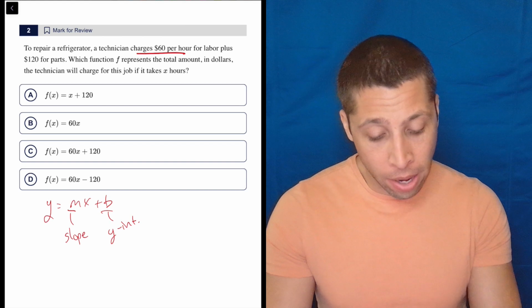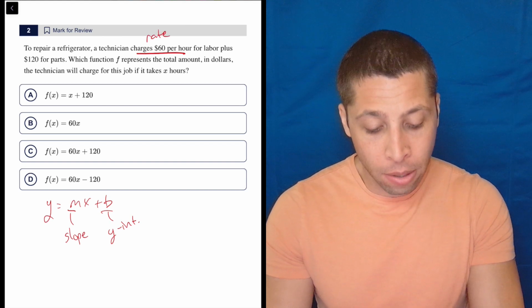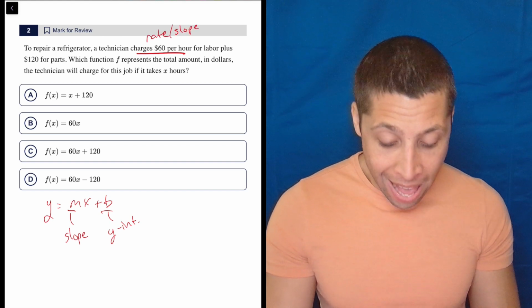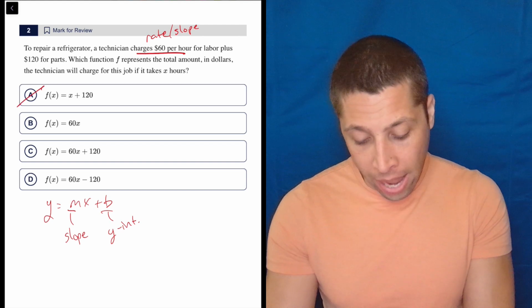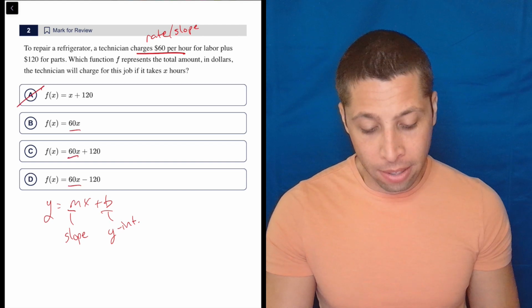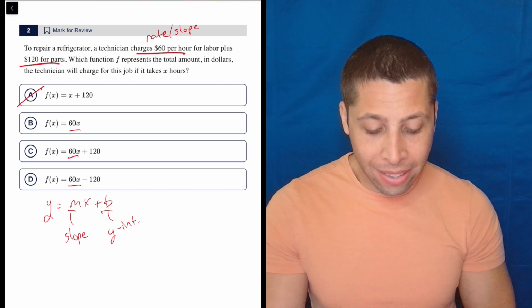So $60 per hour, that sounds like a rate, which means it's a slope. So the m is going to be 60. So that's going to get rid of choice A. We need the 60 to be attached to the x. Then what's the 120? Well, that's like a starting point.